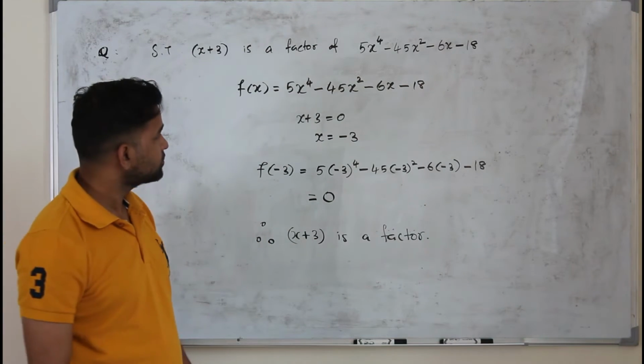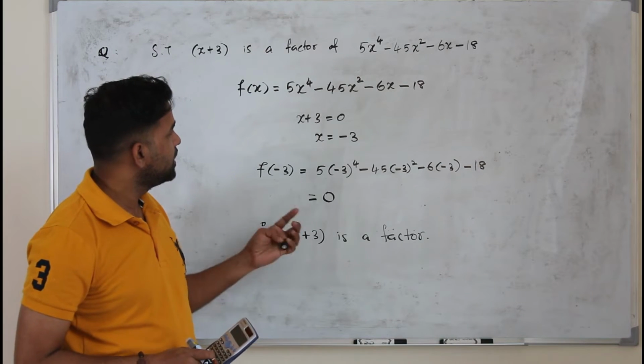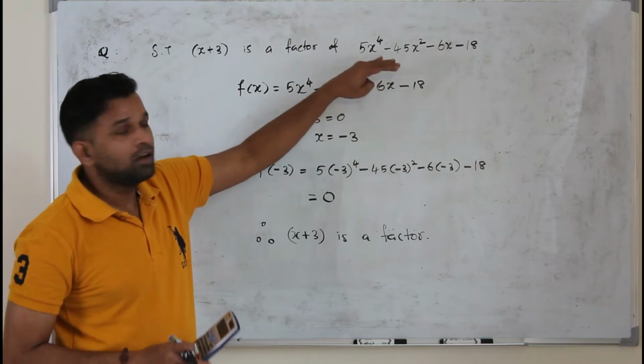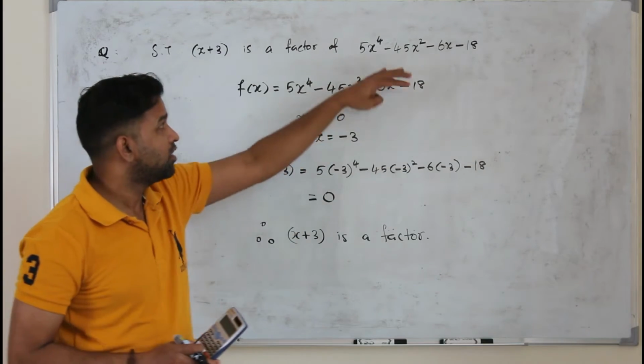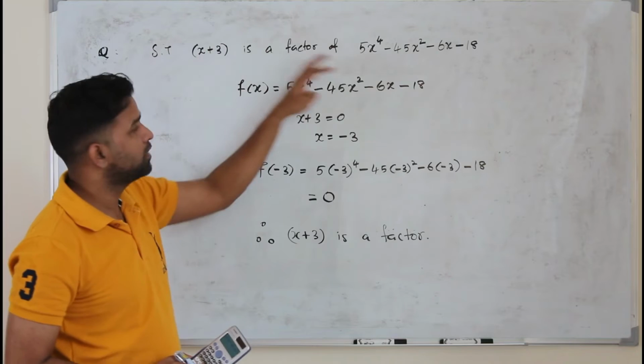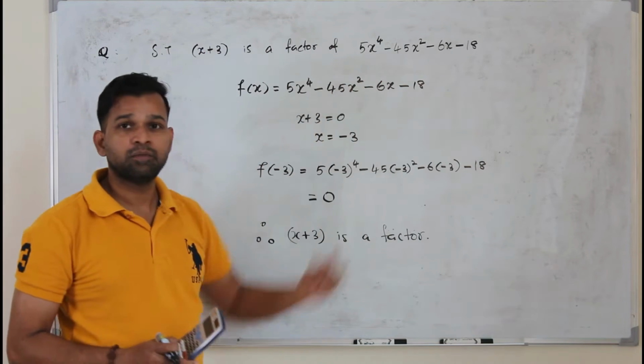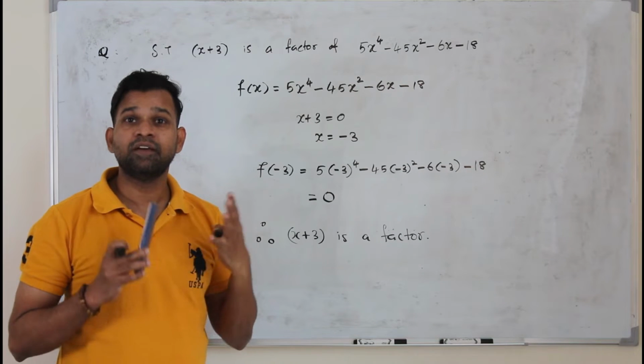That's it. So this is the factor theorem. And you can see here, though we learned long division method, and you might be thinking long division method is easy, right? Because when we apply long division method, we get remainder 0. So you can say x plus 3 is a factor. But here they want you to apply the factor theorem.